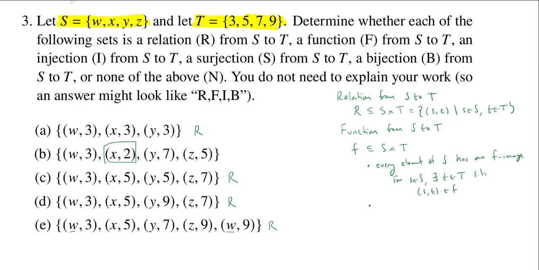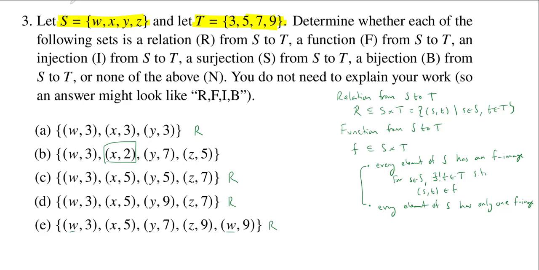The second condition is that every element of S has only one f image. Well, we could really put these together into one. There's at least one f image, but there's only one f image. The way we can combine this is by putting an exclamation mark here. This means there exists a unique t in T such that (s, t) is in f. So being a function means you're a relation for which every element of the domain has exactly one image.